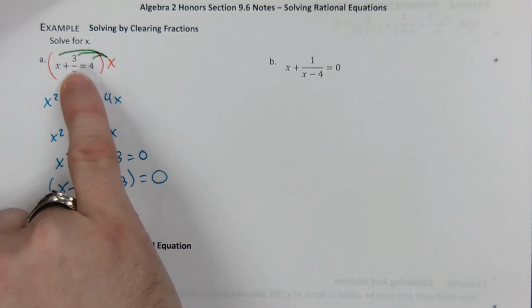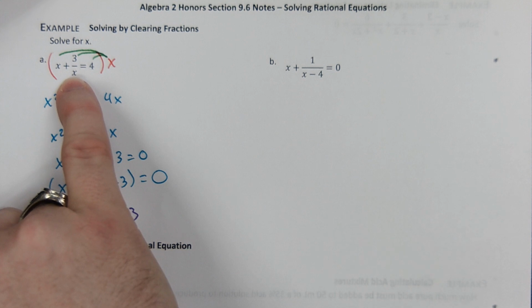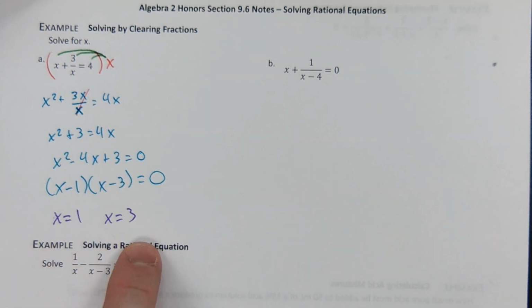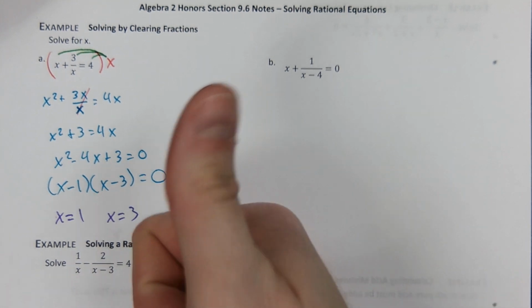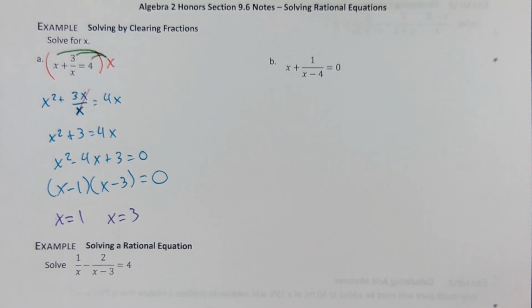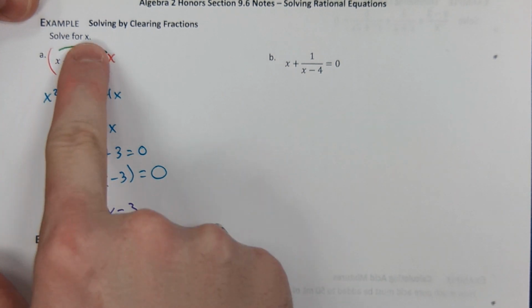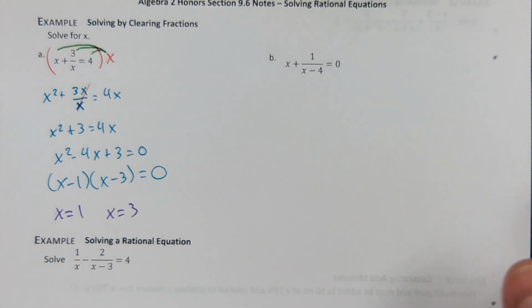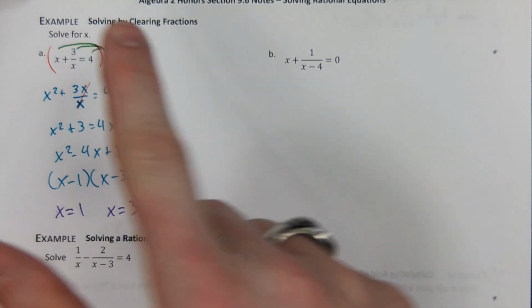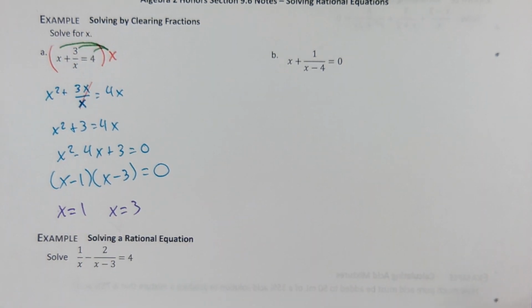What is the one number x can't be? You can say it louder, guys. 0. Since neither of my answers is x equals 0, we're good. They work. You're welcome to test them if you'd like to. 1 plus 3 over 1, that's 1 plus 3. It works. 3 plus 3 over 3, that's 3 plus 1. It works. Okay? Essentially, as long as it didn't make a denominator equal 0 and you're confident that your algebra was good, the answer works.